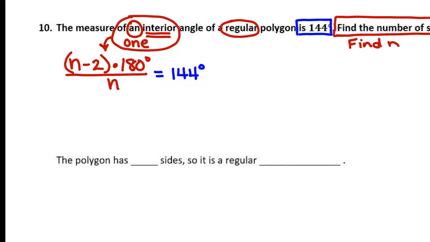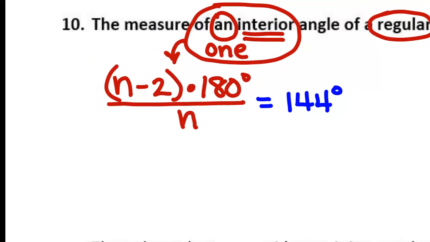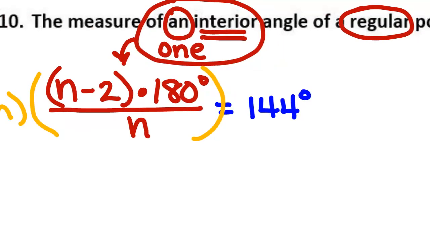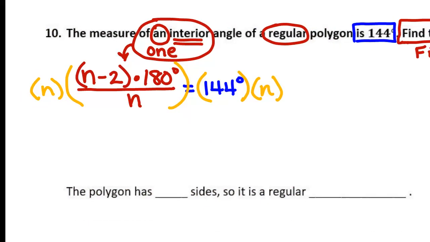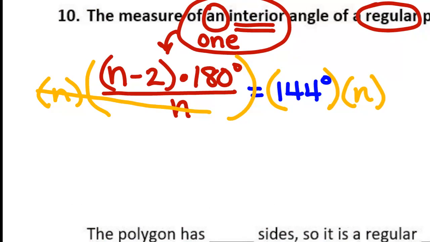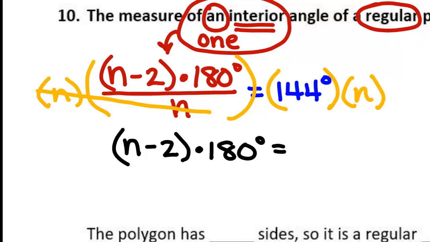So the first thing I'm going to need to do is get rid of that denominator. What operation gets rid of denominators? Multiplication. What part of the fraction do we always multiply by? By the denominator. So we're going to multiply this side by my denominator of n, and we're going to multiply this side by the denominator of n. Cancels out over here on the left. So I have n minus 2 times 180 equals 144n.